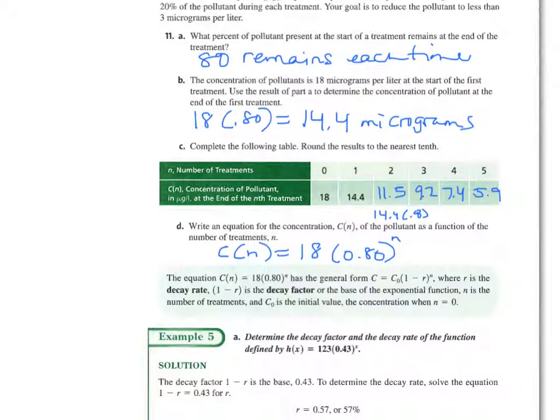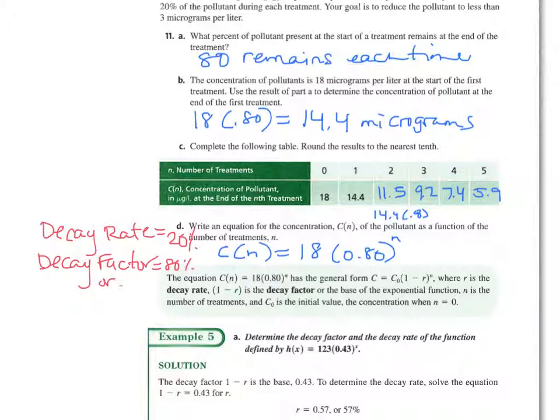Okay, so in this one, let's talk again about decay rate versus decay factor. The decay rate is how much it is going down by. Each time in this one, this is going down by 20%. So that's my decay rate. But in order for me to put that into a function, that means I'm keeping 80%. So really, this is going to be 0.80. That's what's going to go into the equation.